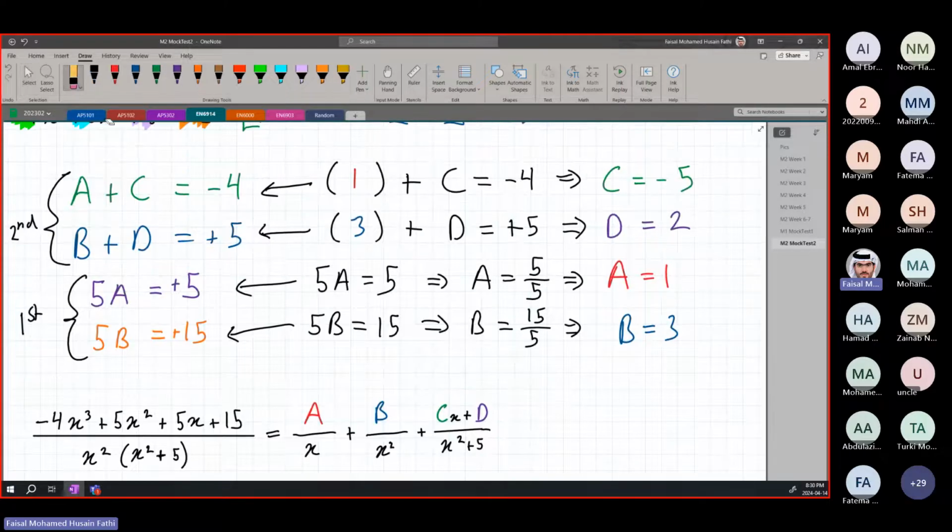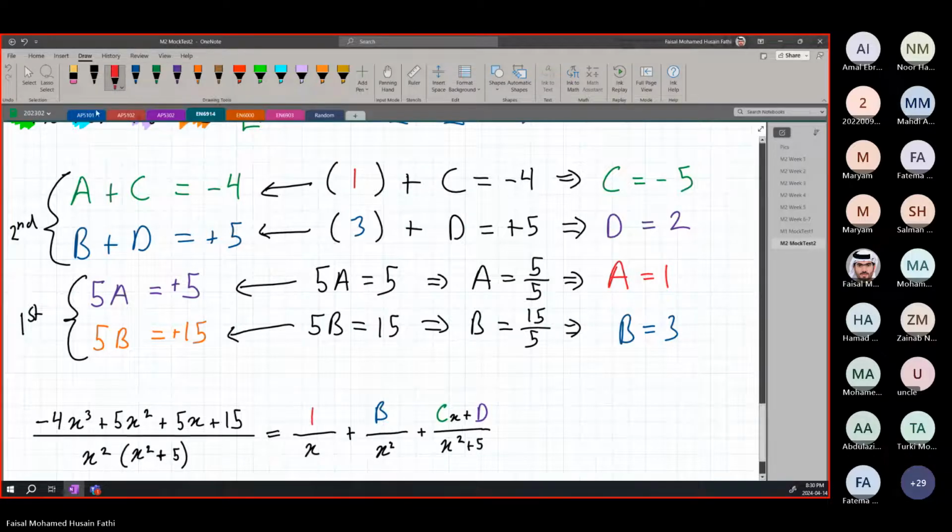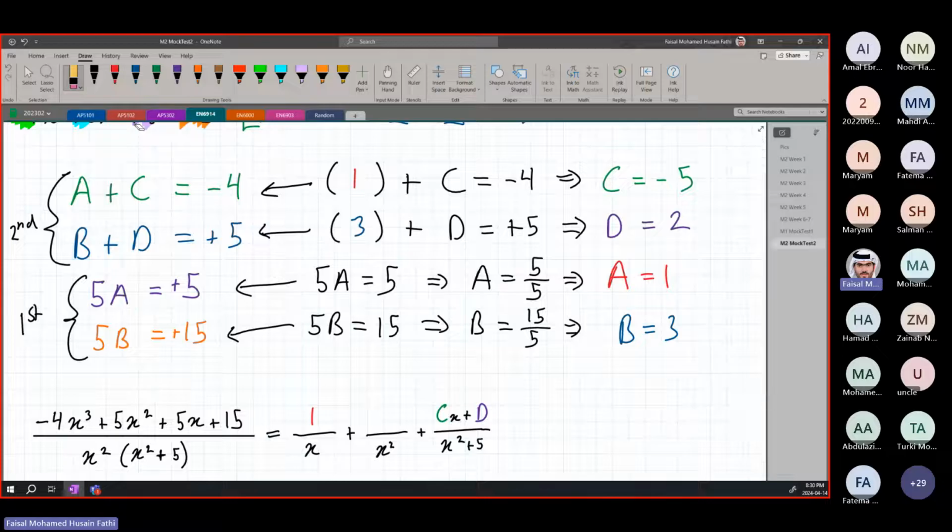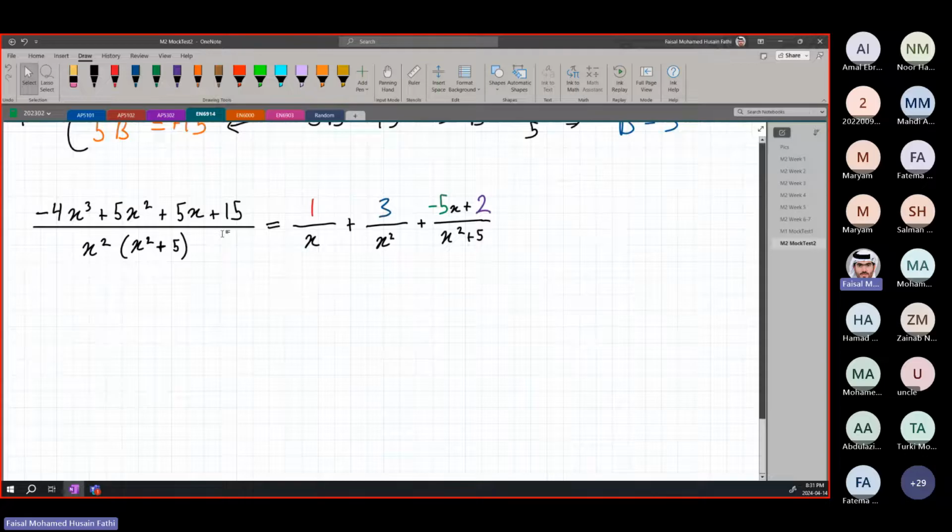So now we know our A value is 1. Our B value is 3. Our C value is -5. And our D value is 2. And that's it. That's the solution of this.